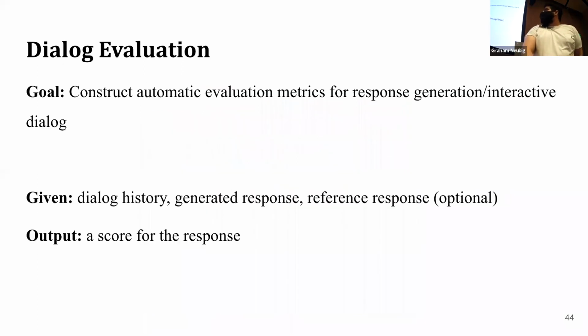Okay, awesome. So the next topic or problem area that I'm going to discuss is dialog evaluation. The goal with dialog evaluation is to construct an automatic evaluation metric for response generation or interactive dialogue. In dialog evaluation, we're given a dialog history, a generated response, and optionally a reference response. And the objective is to generate a score that corresponds to the quality of the response.